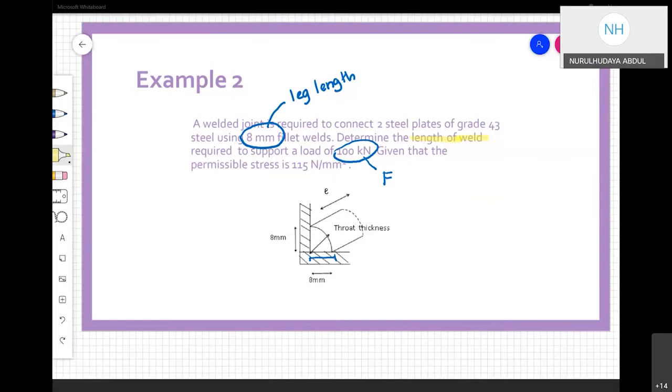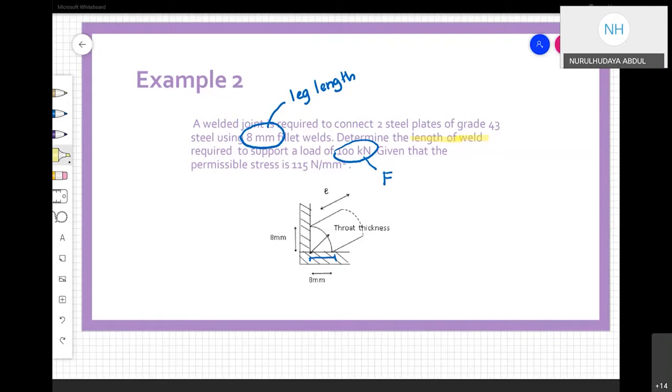In the question, you are asked to find the leg length given the permissible stress. Permissible stress here means that when they ask you to find, it is not a check. If you check, then you are checking. Meaning they would give the leg length, the length of weld, and also the force, so you can check. But here, they don't give the length of weld.